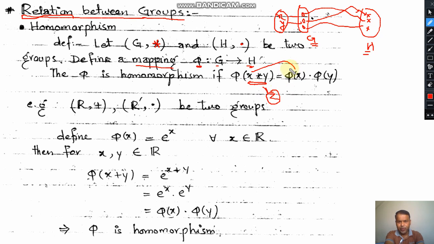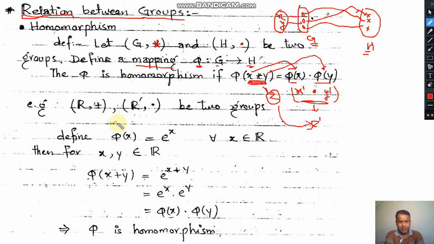It means if X is mapped to phi of X and Y is mapped to phi of Y, then the mapping of their composition will be equal to the composition of their mappings. Let us suppose the mapping of the first element is X dash and the mapping of the second element is Y dash. Then the composition, which is the operator that can be defined differently in different problems, but here you can treat it as a dot. If you find the output of these two elements, let us suppose it is Z dash, then Z will be mapped to Z dash. So simply we can define it as: the mapping of the composition of two elements is equal to the composition of their mappings. This is called a homomorphism.